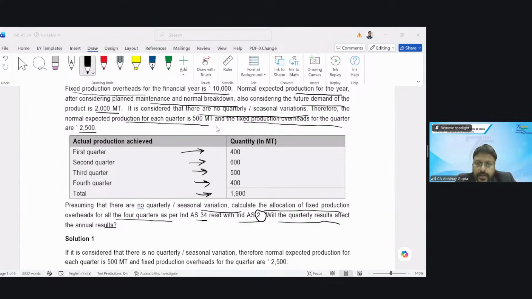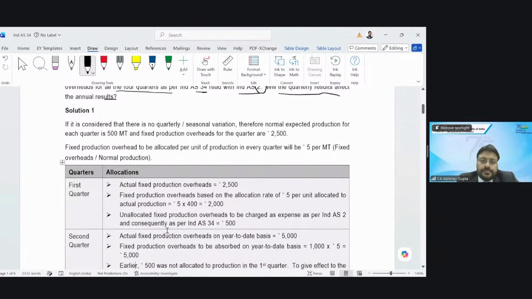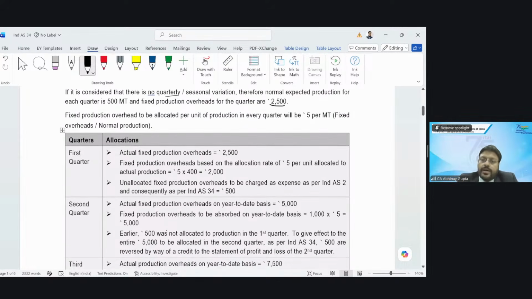Rupees 5 per metric ton for each quarter. Okay. Let's see. If it is considered that there is no quarterly or seasonal variation, then the normal expected production for each quarter is 500 metric tons only, right? And the fixed production overheads for the quarter are 2,500. Fixed production overhead needs to be allocated on the basis of per unit production in each quarter. So it will be 5 rupees per metric ton, as per the planned production.